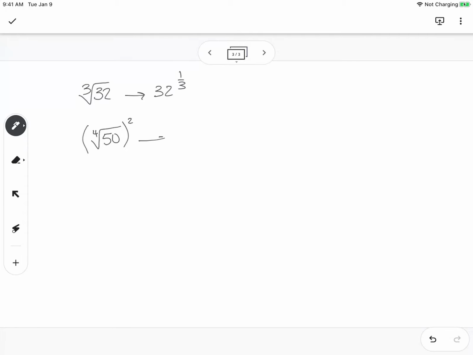So what this means is that my index is this little tiny number here. My index goes on the bottom of my fraction, and my exponent goes on the top. So that would be 50 to the 2/4 power, which can be reduced to 50 to the 1/2 power. That's what it would look like rewritten. Again, I can reverse this, and I could say 50 to the 2/4 power is the same as saying the 4th root of 50 squared.